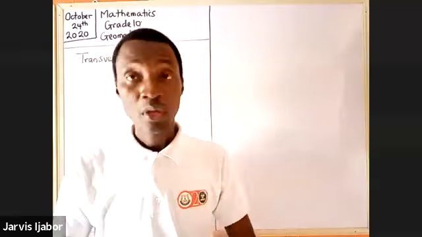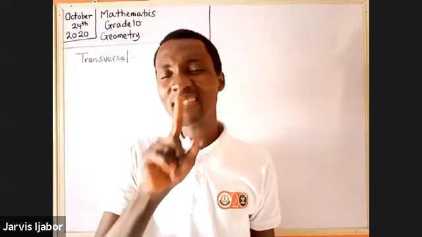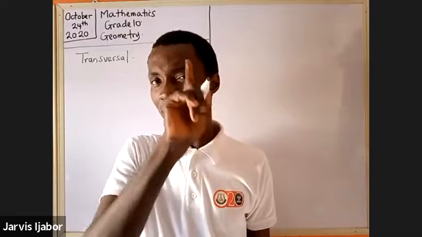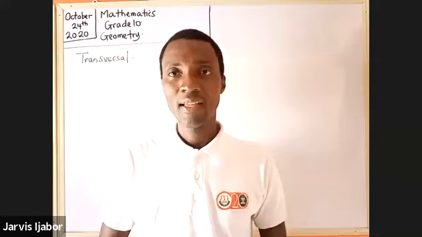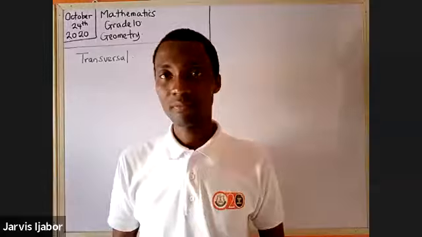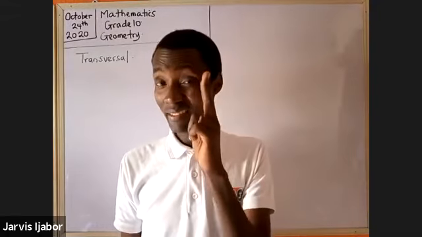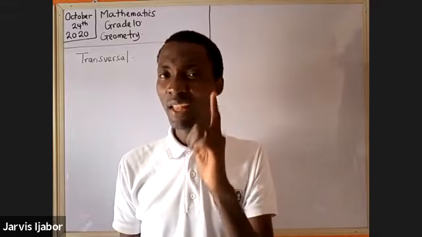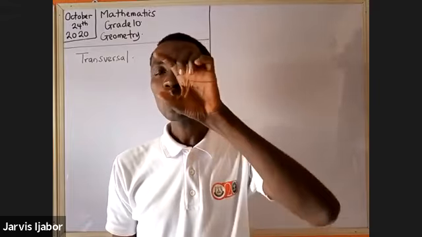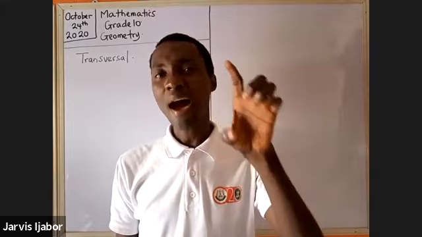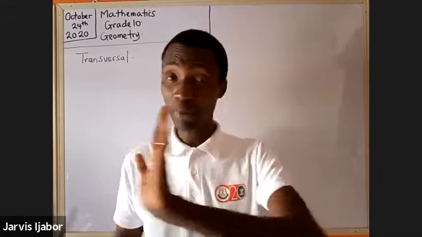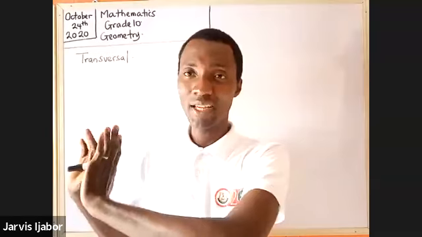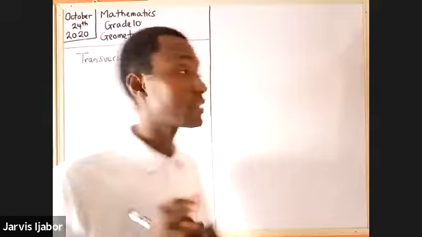Take note, a transversal is a straight line that cuts two other lines. Take note of this. A transversal is a straight line that cuts two other lines, either parallel or non-parallel. So I'm going to draw two things on the board now, and then we'll see how this plays out.